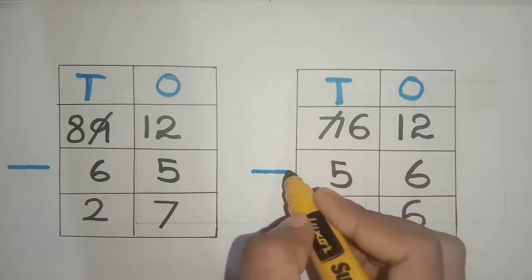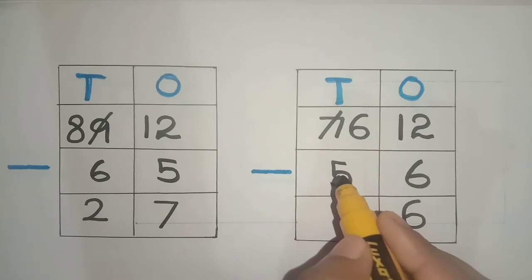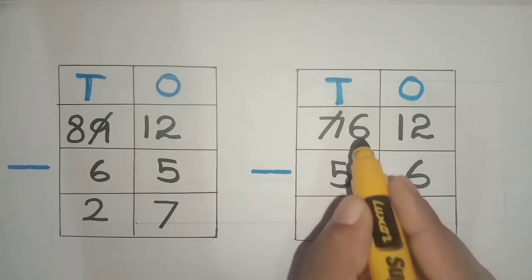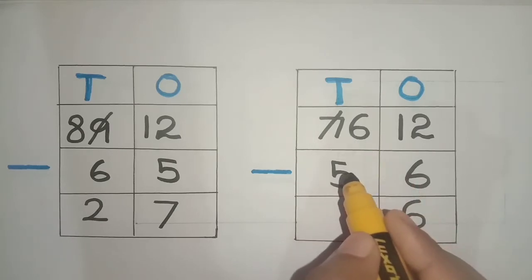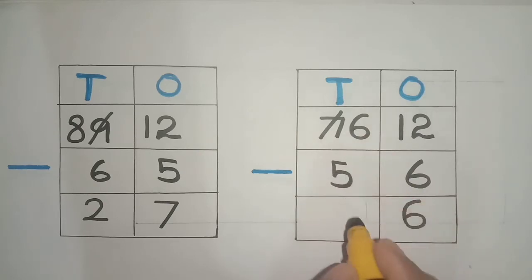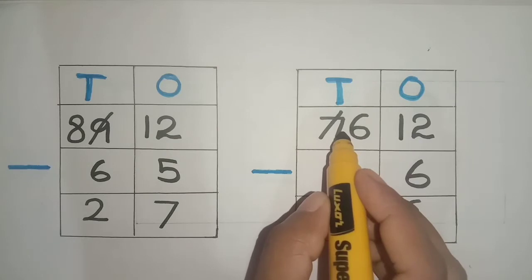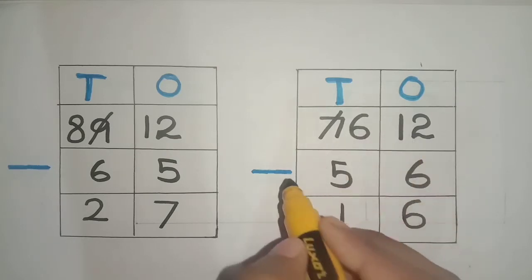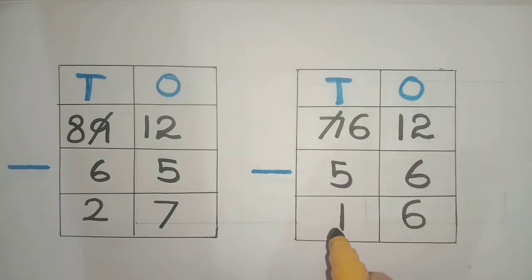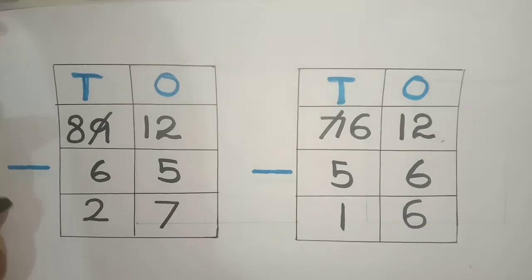Okay. 6 minus 5. 6 minus 5, 6 before 5 number we have to count backward. So 6 before 5, 4, 3, 2, 1. What's the answer? 6 minus 5 is equal to 1. By subtracting 72 minus 56, we got the answer 16. Okay, and we can see another example also.